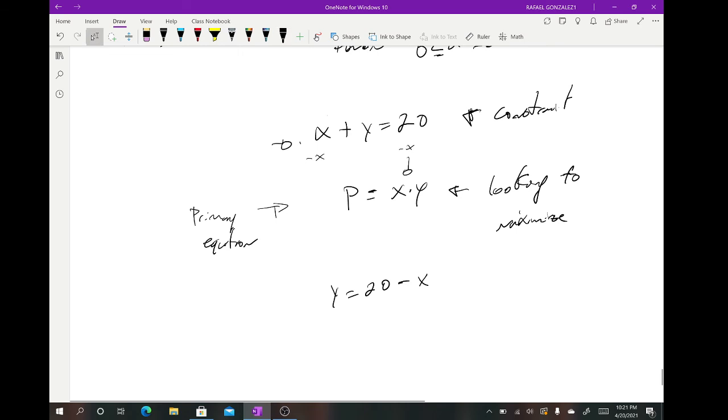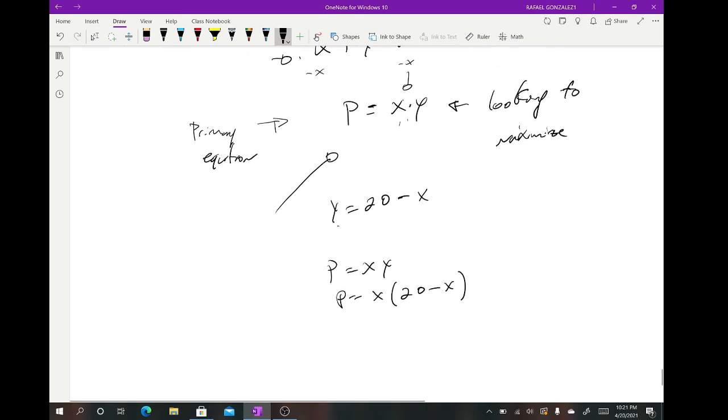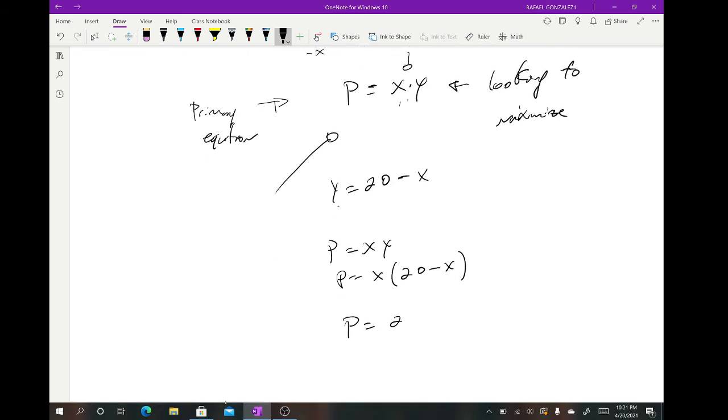Now that we've done that, we can substitute for y up here. So in x times y, we get x times (20 minus x). And if you FOIL, you get 20x minus x squared. And now we have found our primary equation. We have found our domain. We have written the equation in terms of just one variable. So we went from having two unknowns to just one unknown.